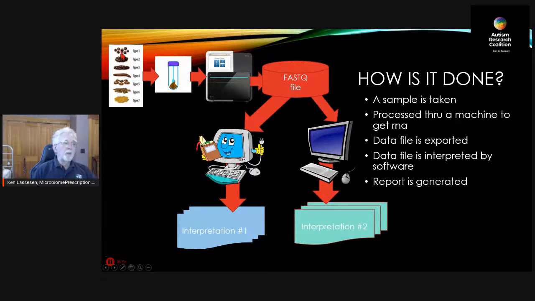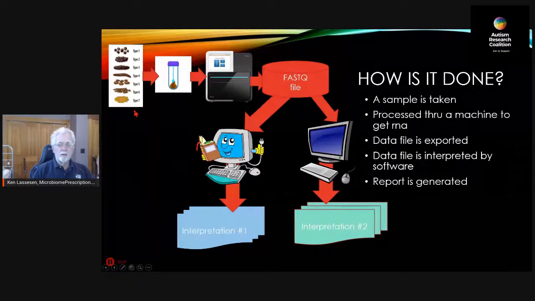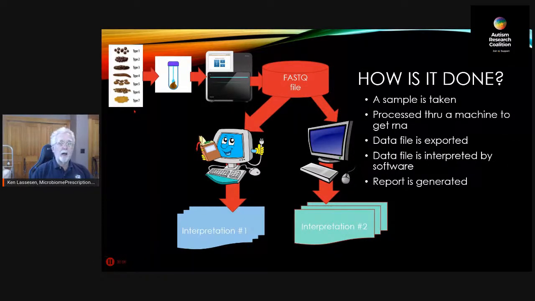You get your stool, whichever type of stool you have. This comes from the Bristol stool types. You may want to look it up and keep track of your child's stools if they don't insist on privacy in the toilet. A little sample is taken, put in a test tube, sent off, and put through a machine which does PCR amplification. It produces a data file, often called a FASTQ file, which is like a DNA file. It's just a whole bunch of letters, four letters in different sequences going on for miles and miles, usually anywhere from 8 to 25 megabytes. So it's a big file.